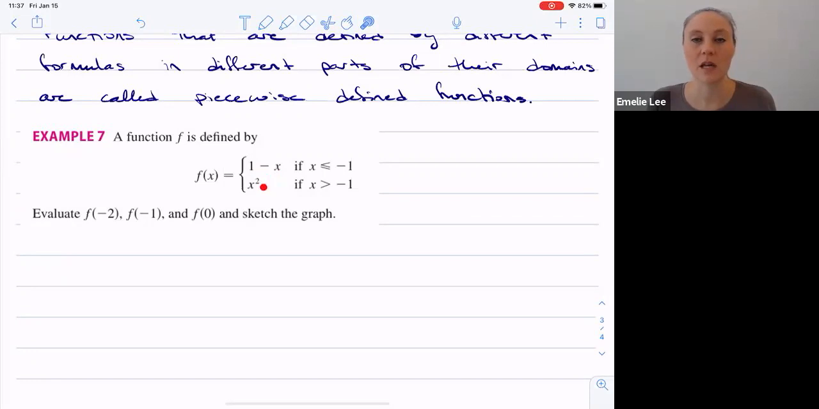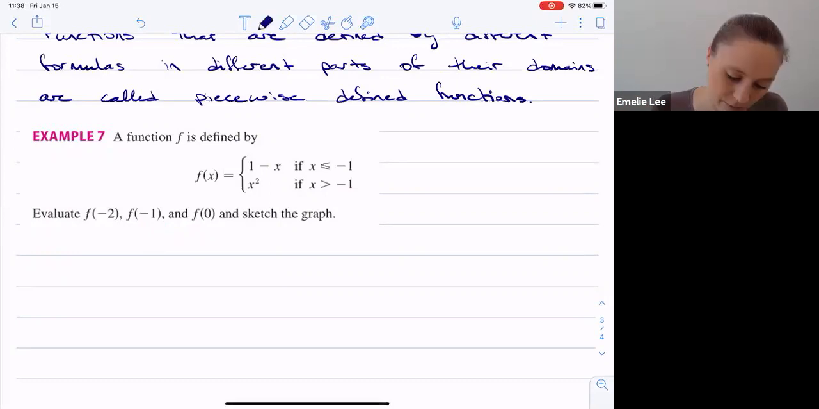Here we've got this parabola, right? This square. So I know it's going to have this kind of parabolic shape, but only for x greater than -1. And we're going to evaluate it at 3 points, -2, -1, and 0. And then we're going to sketch the graph from there.